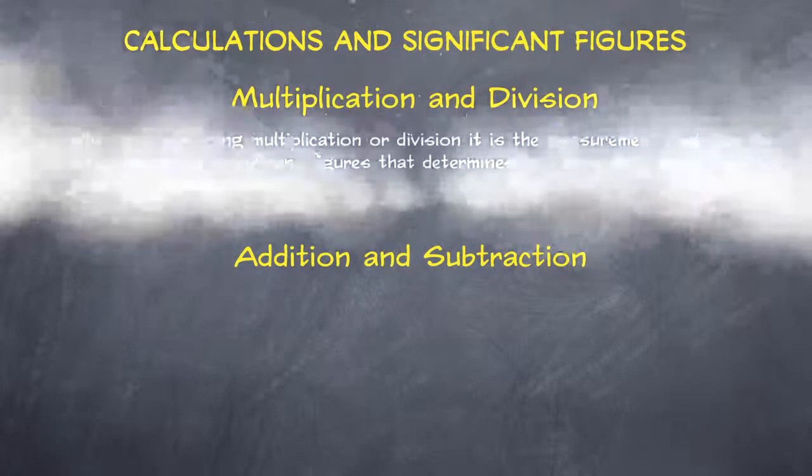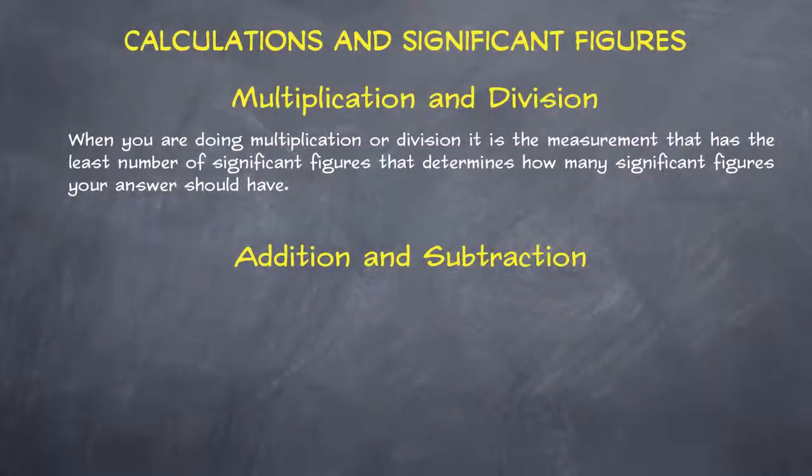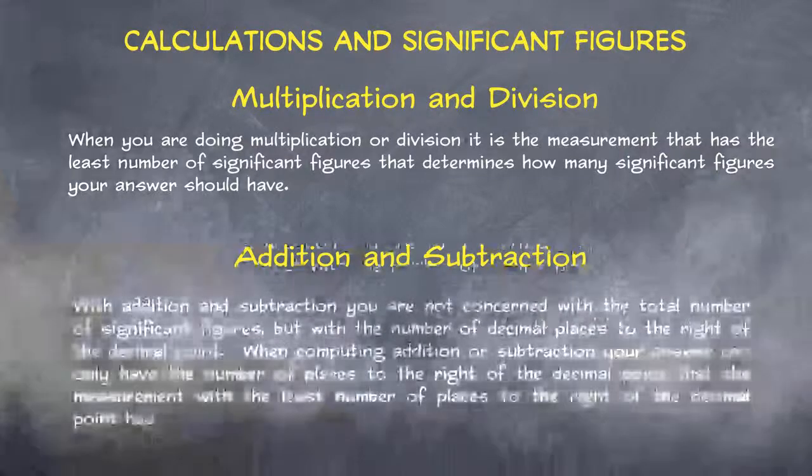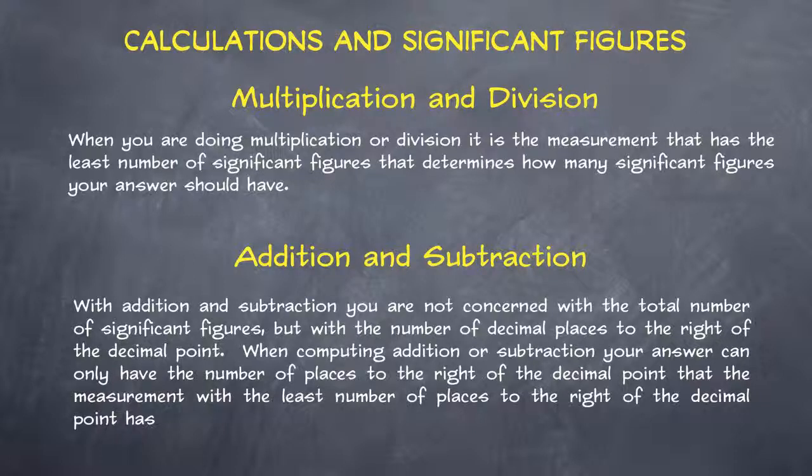For multiplication and division, the way that we find the weakest link is we look for the measurement that has the fewest number of significant figures. And your final answer may have no more significant figures than the measurement that had the least number of significant figures. For addition and subtraction, we don't look at significant figures, but decimal places. You may have no more places to the right of the decimal point in your final answer than the measurement that has the least number of decimal places to the right of the decimal point.